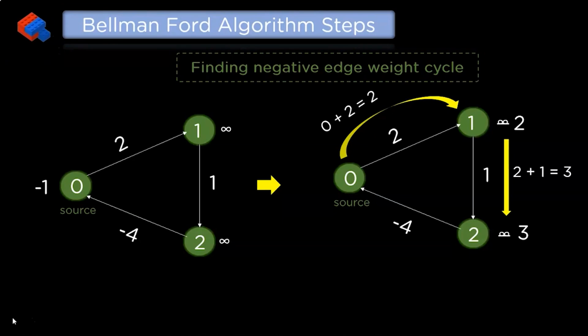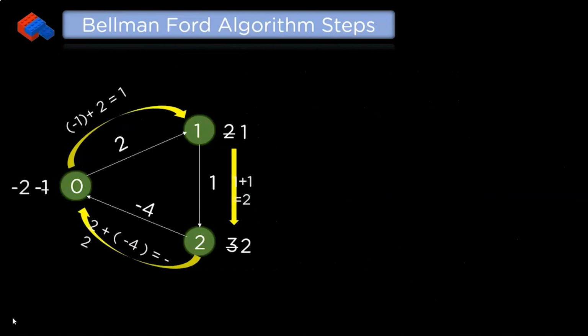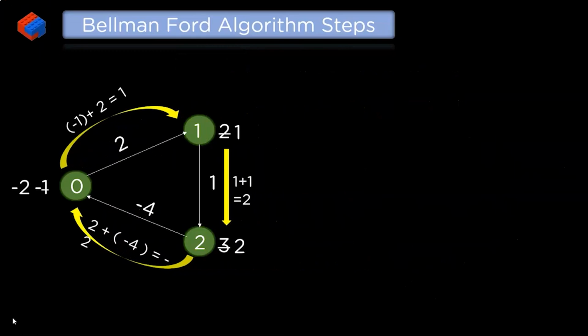After that, we have 2 to 0. The cost will be 3 plus minus 4, which is equal to minus 1. And as we know that minus 1 is less than 0, we will replace it too. In the second relaxation, the weight from 0 to 1 is 2. So the cost from 0 to 1 will be minus 1 plus 2, which is equal to 1, and 1 is less than 2. So we will replace 2 by 1.